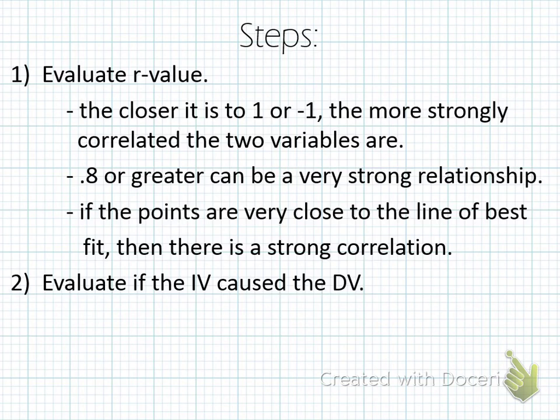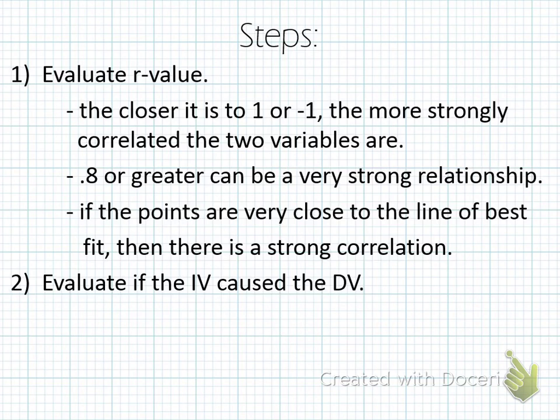However, let's say it's not 0 or 1. 0.8 or bigger is still pretty good. Okay? It means it can be a very strong relationship. And then we already talked about this, if the points are very close to the line of best fit, then there is a strong correlation. Okay? The other thing we talked about is causation. Remember I said the more you work, the more money you'll get paid. Does you working give you more money? Is that what causes it? Yeah, there's a direct relationship. Working causes more money, at least in our society.